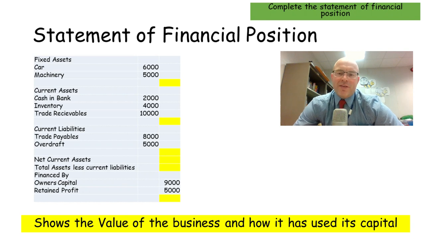Last but not least, you had to work out where the money had come from, or how much had been put into the business. And if you'd done £9,000 plus the £5,000, you would have got £14,000. Those of you who are astute will notice those two numbers balance. That's because the total assets less the current liabilities shows you how much money's in the business. And of course, the bottom part shows you where the money has come from. So those two figures have to balance, hence why this used to be called a balance sheet.